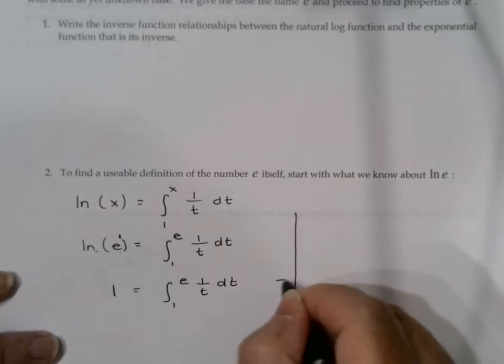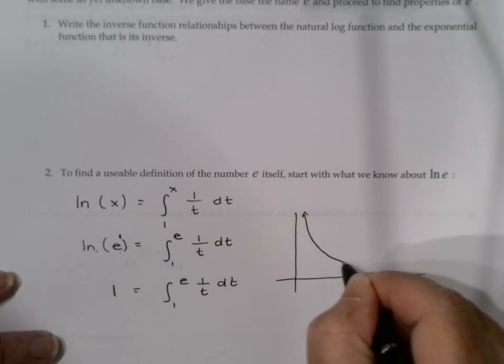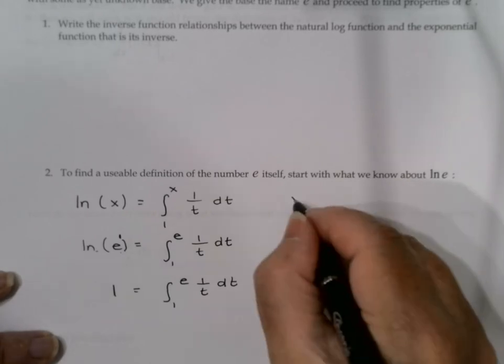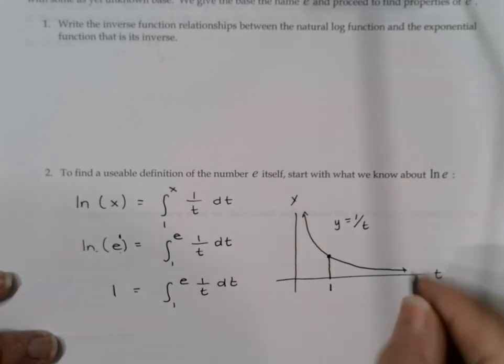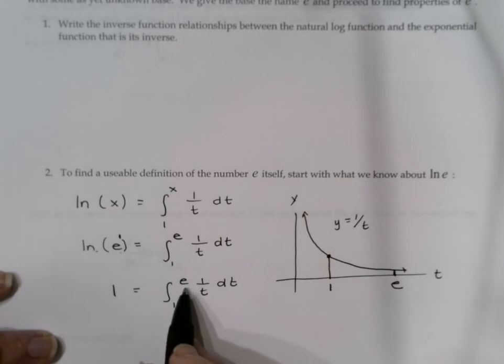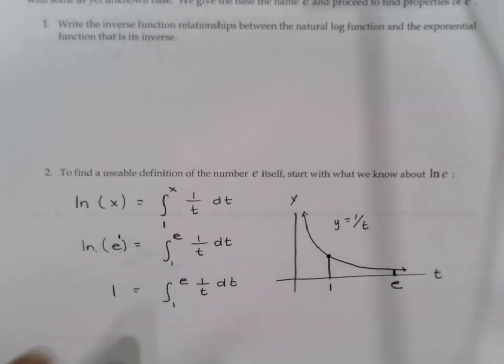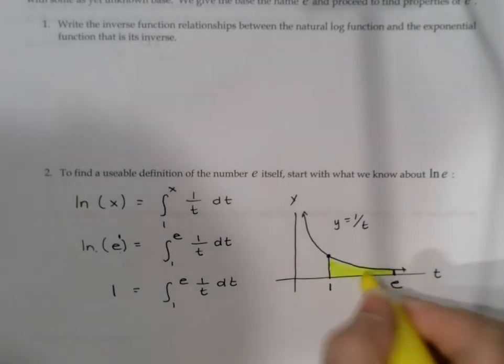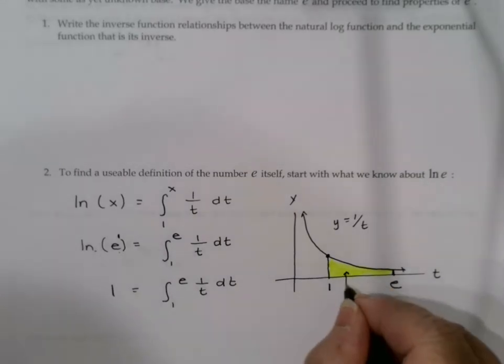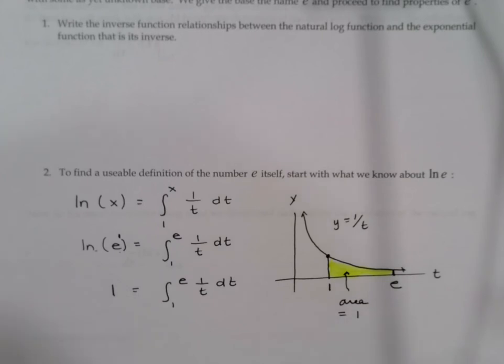So in terms of my picture, my graph that I drew before, y equals 1 over t, starting from 1. If I go from 1 to e, the area under this curve has to be exactly 1. So that's technically the definition of e. e is the value that you would have to set so the area under the 1 over t curve gives you exactly 1.